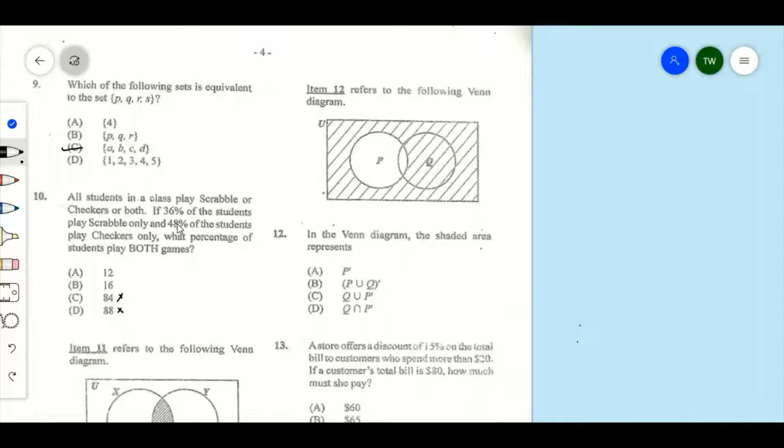Now, if 36 plus 48 is 84, and there's a total amount of 100%, then it would be 100% minus 84, which leaves us with 16. So our answer would be B in this case.